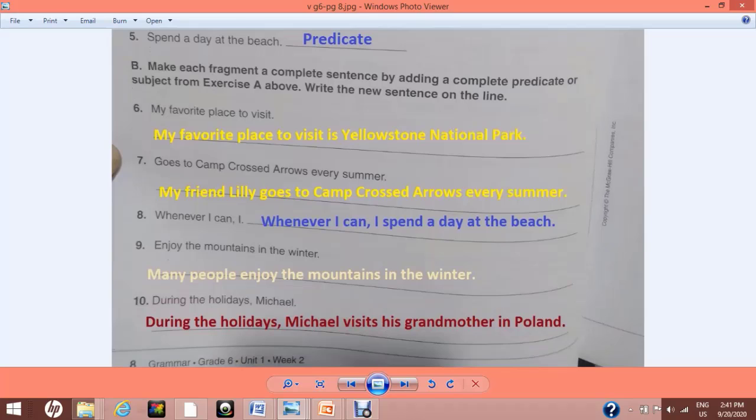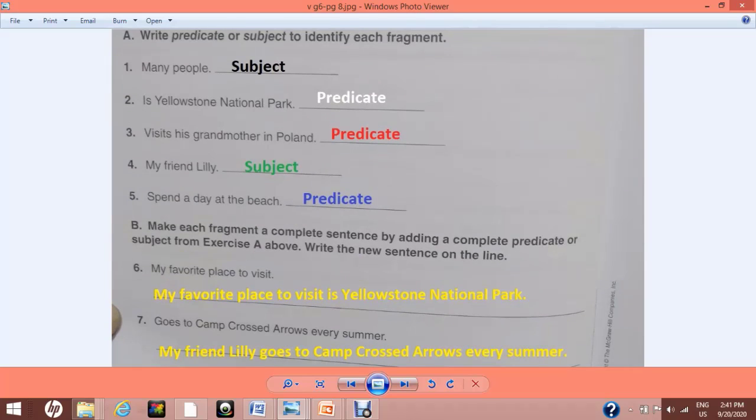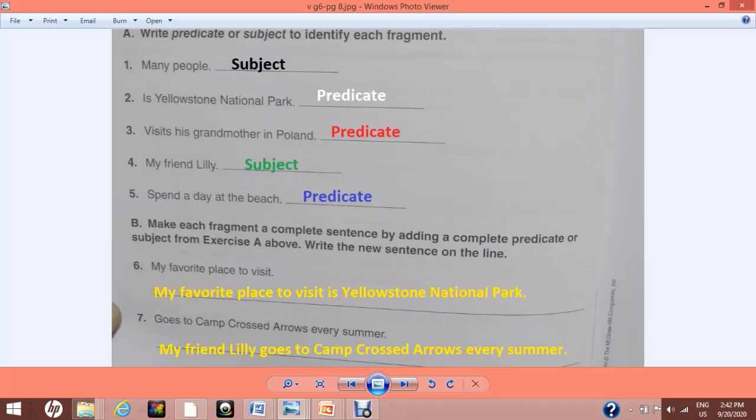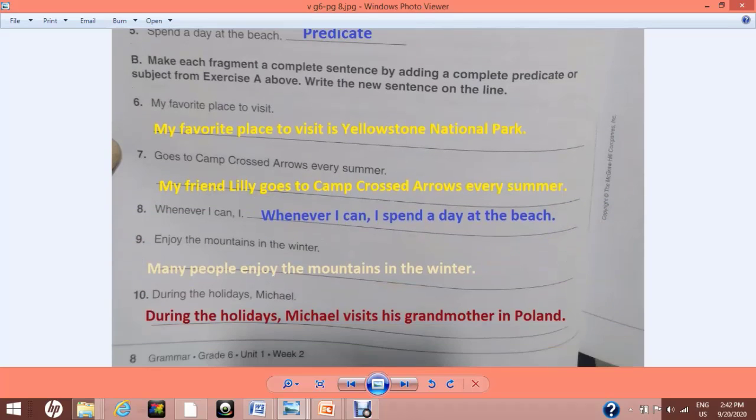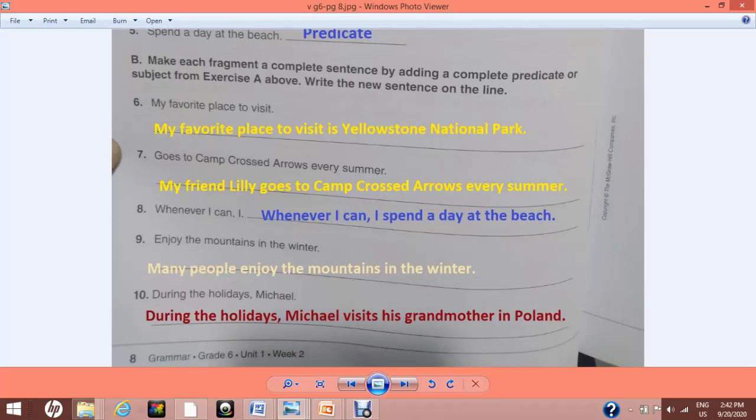And the same formula I will apply for the answer of question number 9. Enjoy the mountains in the winter. Who enjoy? We don't know. But if we see exercise A, we can find a very proper subject. Many people, that is a subject, so you will bring it in the beginning of the fragment. Many people enjoy the mountains in the winter. And the last one, during the holidays, Michael visits his grandmother in Poland.